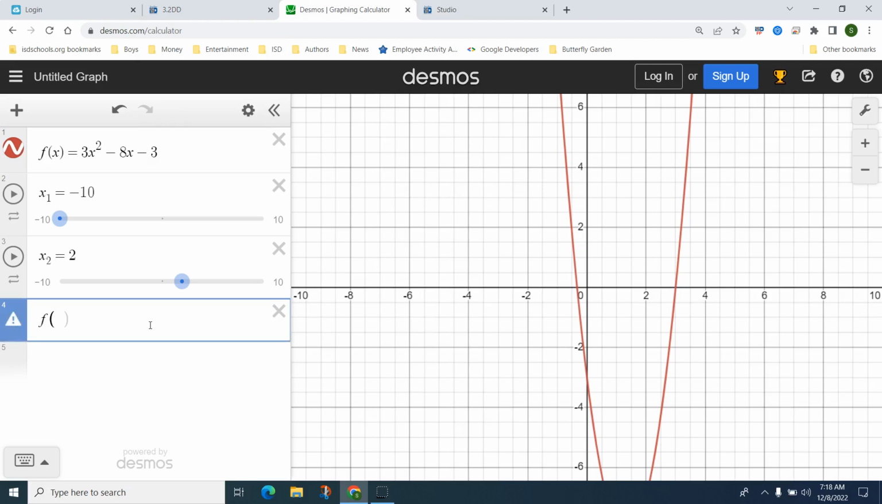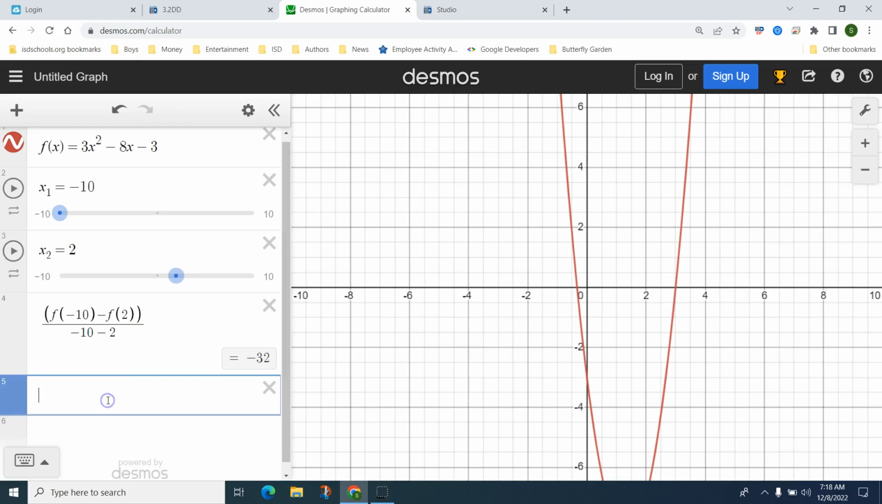Order doesn't matter. So I can sit there and say f of negative 10 minus f of 2. And close this. So I get my stuff in the bottom. And then negative 10 minus 2. There you go right there. As long as these two are on top of each other and these two are on top of each other, you are good. All right, so I can show you.